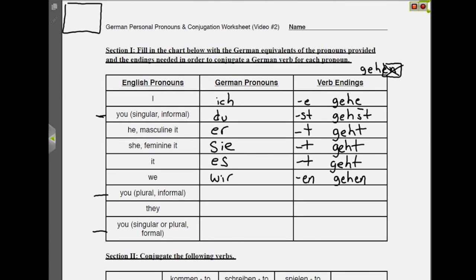Now, the next "you" that we have on our list is "you" plural informal. So basically, if you have more than one "du," you would have "ihr." So your friend and another friend, that would be "ihr." And in order to conjugate our verb here, we have to have a T again.